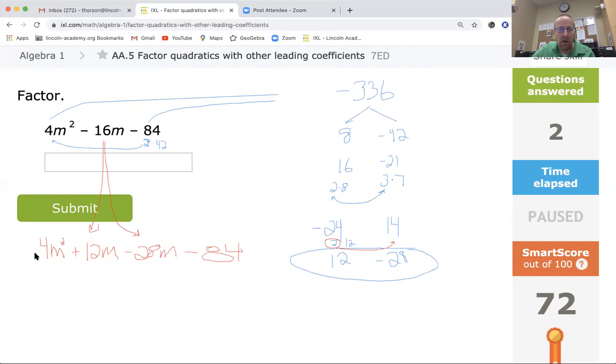Well, what's in common with the first two terms? We got a 4m, right? I want to make sure I still have mine. So we had the 4m, and then when we factor out the 4m from the first two terms, it leaves, I think you said, an m plus 3. Very good. Aren't they both plus, I think?